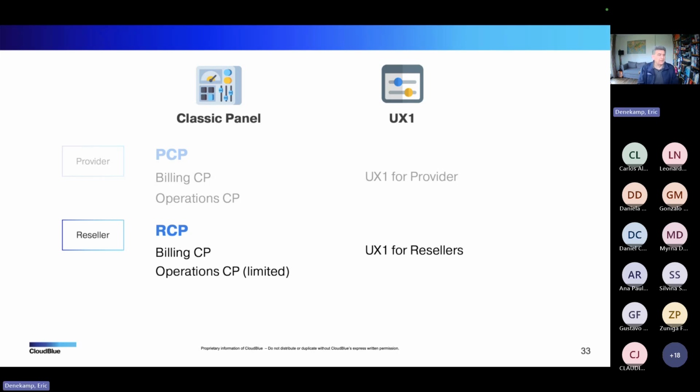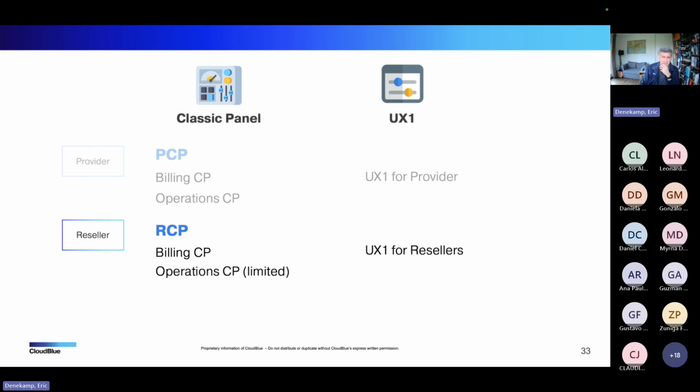The operations control panel in the reseller control panel, RCP, is of course a little bit limited. Why is it limited? Because a reseller will not see the infrastructure behind it. The reseller will not see all integrations, maybe only the integrations that are relevant for that specific reseller. That's a key thing. We hide what you don't need or what you are not supposed to see. And we've got what we call UX1 for resellers.